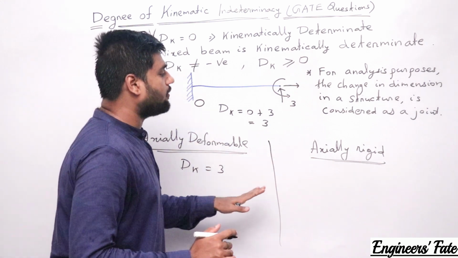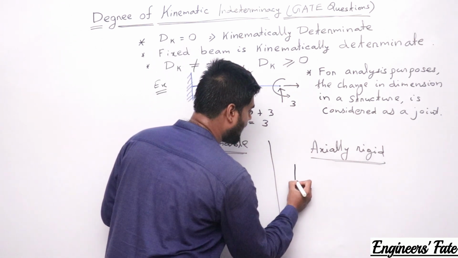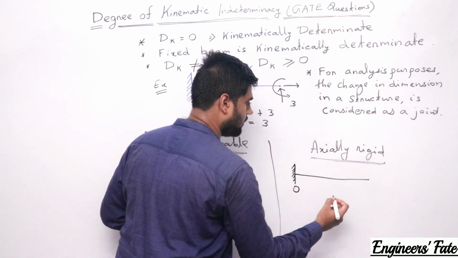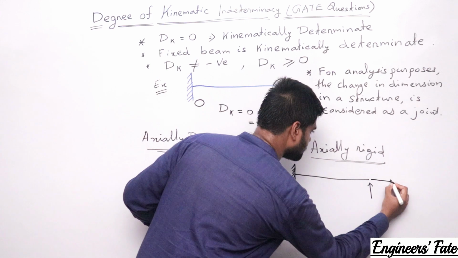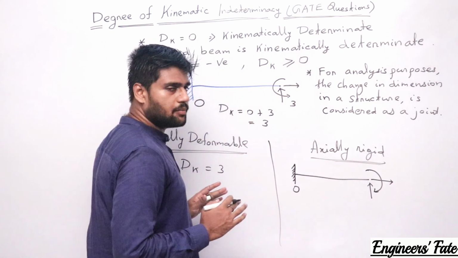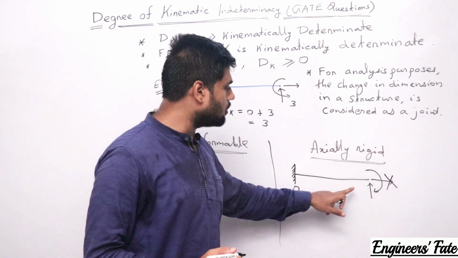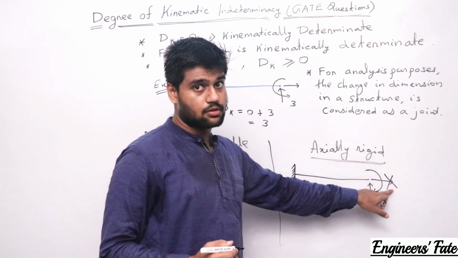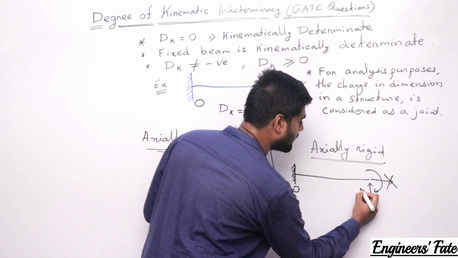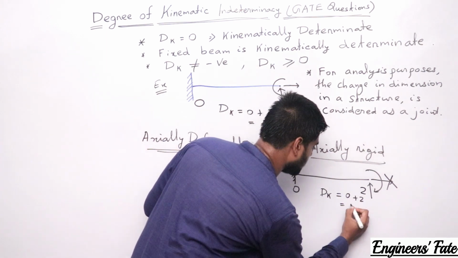Now if actually rigid is mentioned in the question, what does actually rigid mean? In this case, here 3 is there, here 0 is there, and here 3 is there. Actually rigid means the actual deformation is not possible. Here the actual deformation is the horizontal deformation, so it is not possible. So how many possible deformations can occur? That is 2. So dk equals 0 plus 2, that is 2.